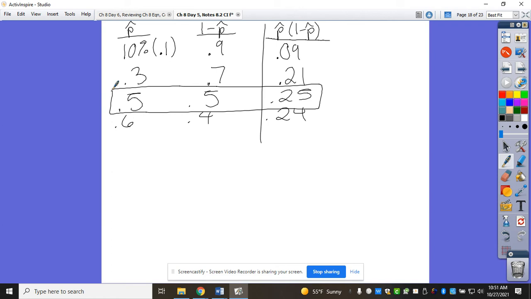This is the highest possible combination of product I could get. So, if I have no idea what my p hat is, I'm going to pretend like it's the biggest. So, worst case scenario, I'm interviewing too many people.